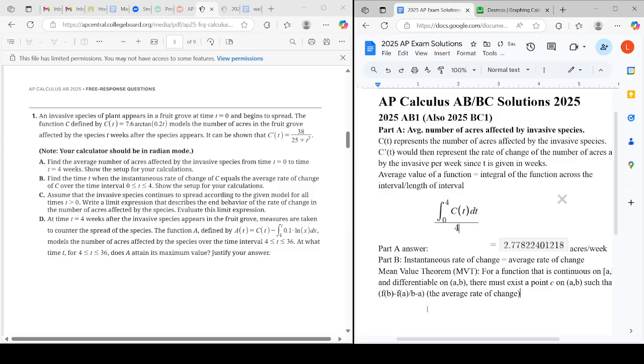Basically, this problem is asking us to determine the point that satisfies the conclusion of the MVT on this differentiable function, since we know the derivative is defined here and there's no hole or anything. This is defined for all real numbers.